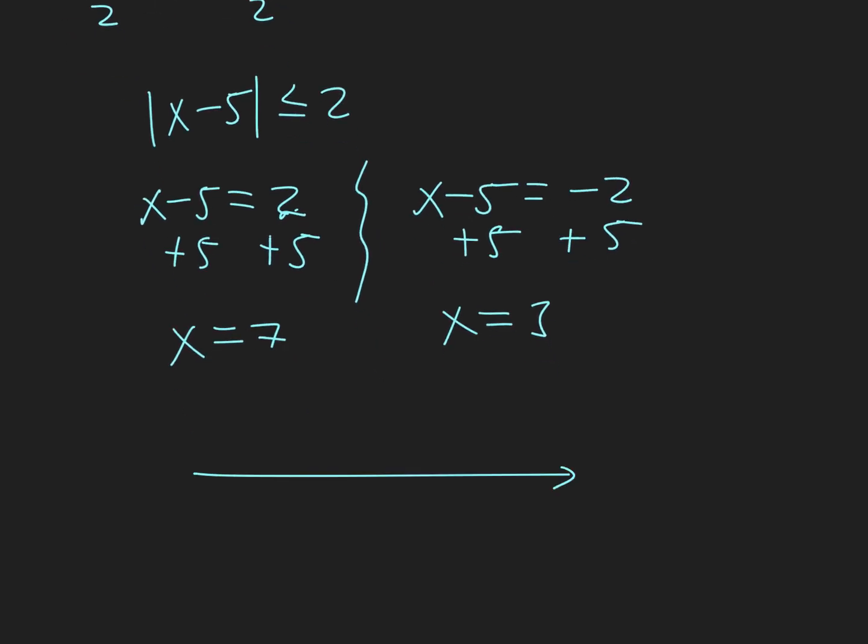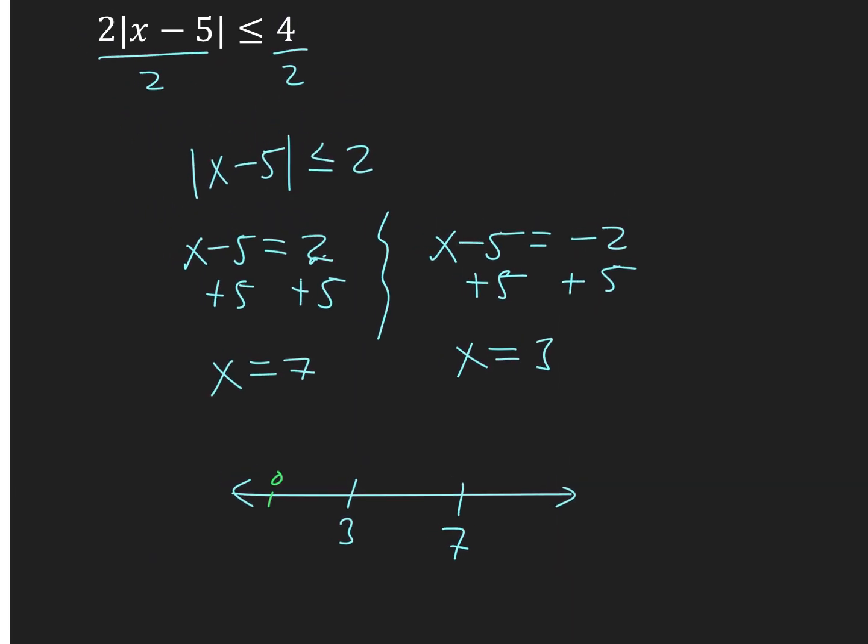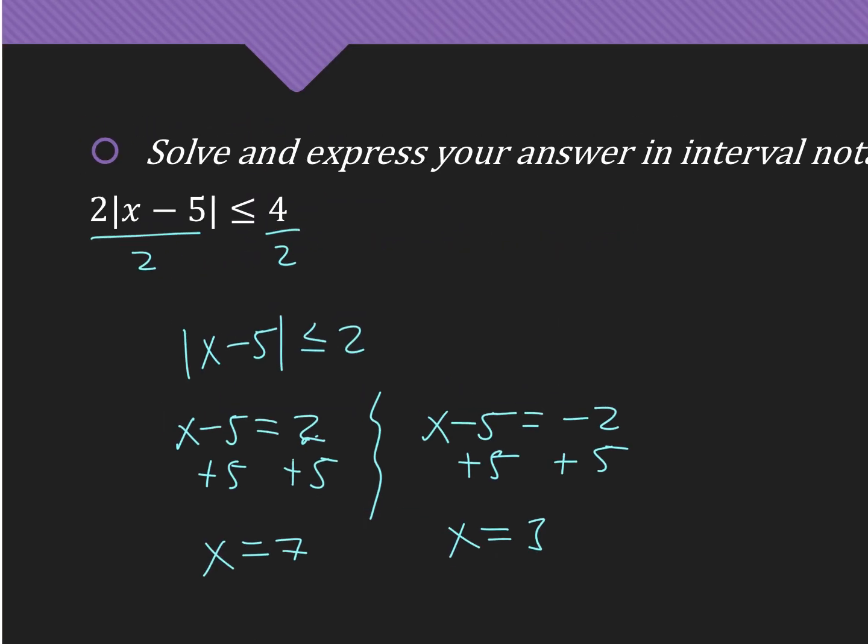So I would draw these on a number line, 3 and 7. And then you can pick a number again, right? 0 is the easiest one. 0 is going to go all the way to the left, all right? And that's going to be in this little interval. Let's just see if this works, all right?